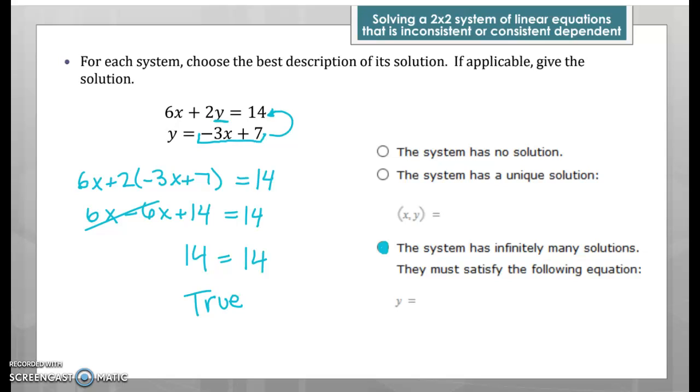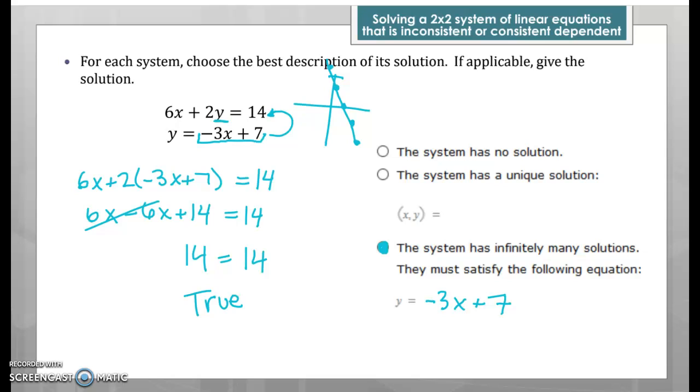So what is the equation that will satisfy? Well, for this case, we have y equals negative 3x plus 7. And what does that mean? Well, that is the line, right? So I go up 7 and I have a slope of negative 3. So any point that has an output that follows y equals negative 3x plus 7 will be a solution to my equation.